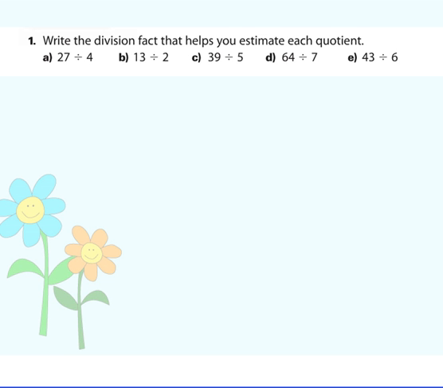So let's begin. So we've written our assignment down. It's pages 300, 301, numbers 1 through 8. So always write that on the top of your notebook so you know what assignment it is. And then it says, write the division fact that helps you estimate each quotient. So you're going to write 1a. And 1a says 27 divided by 4.